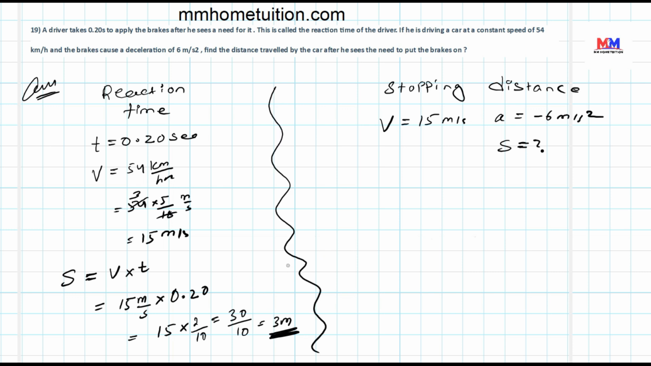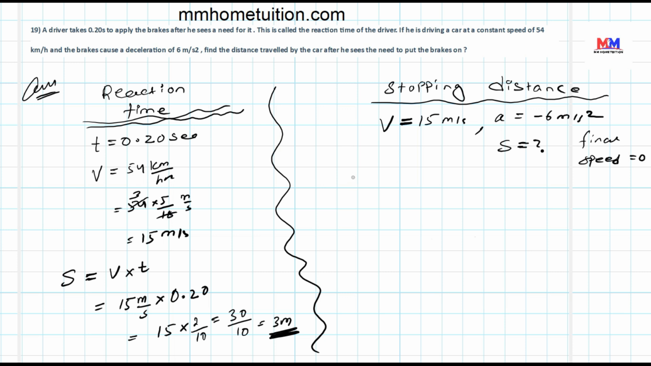Then for the stopping distance, next is stopping distance. Speed is given, 15 meter per second. Acceleration is -6 meter per second square. Find the stopping distance. As brakes are applied, initial speed u equals 15 meter per second. Final speed is 0.